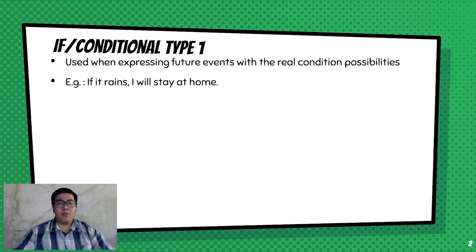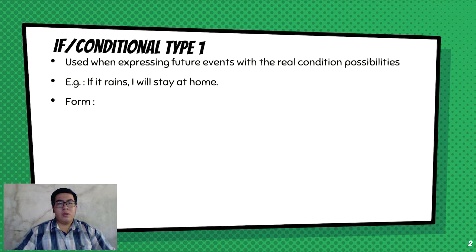Example: if it rains, I will stay at home. If the sky is cloudy, that means maybe it will rain. So if it rains, I will stay at home. That's a good example.